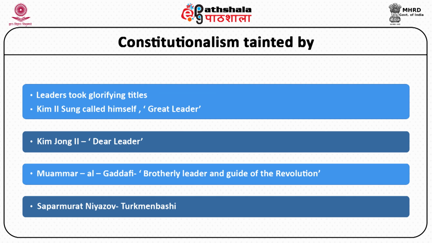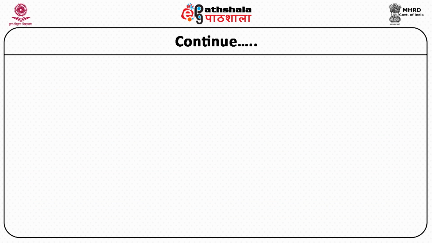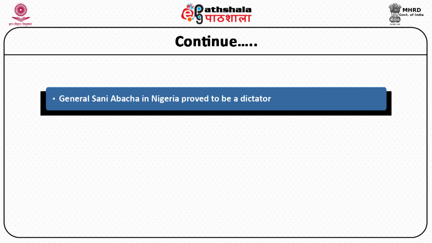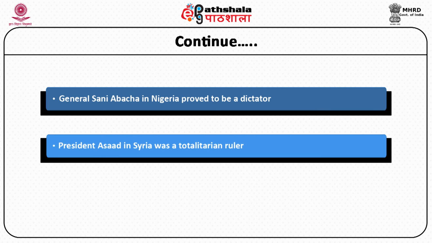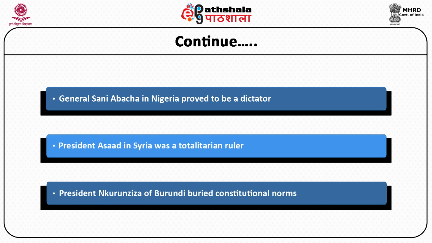The crux was that they were the ones to guide, and only they were the ones who could lead the citizens to a bright future, leave aside the constitution, leave aside the spirit of constitutionalism. So General Sani Abacha in Nigeria proved to be a dictator. President Assad in Syria was a totalitarian ruler who ran an authoritarian regime. President Nkurunziza of Burundi buried the constitutional norms deep from where they could never be retrieved.